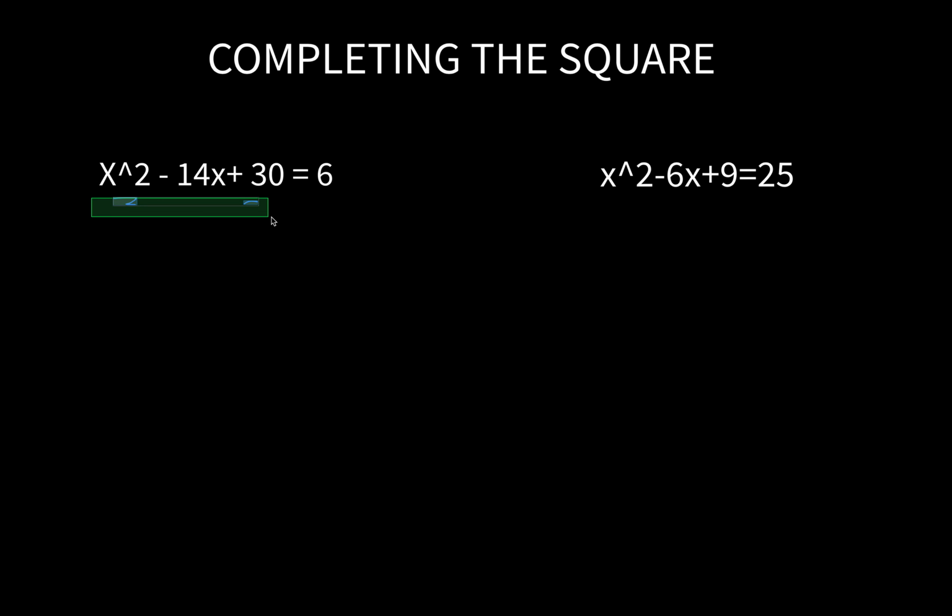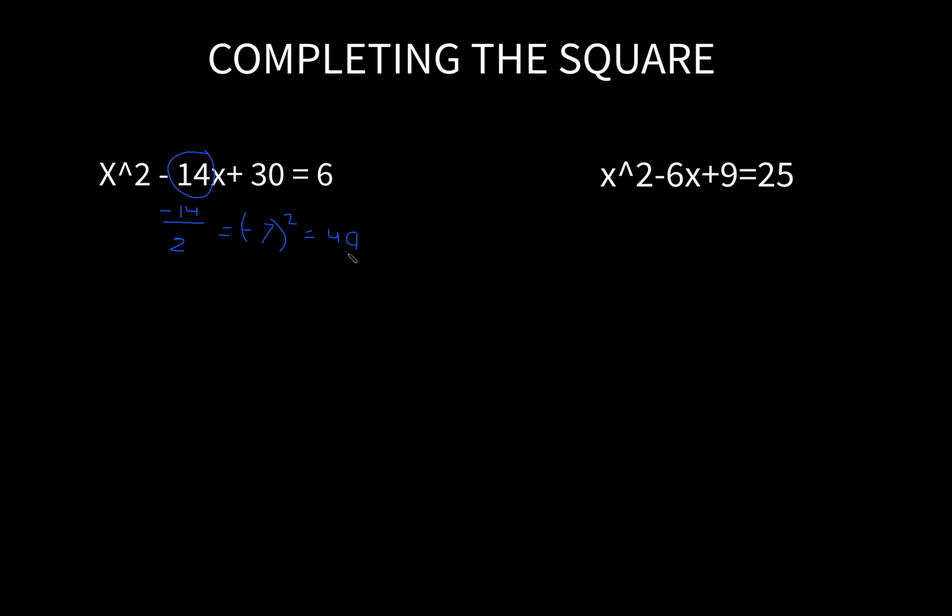So, what you would do first is isolate this b, negative 14, and we're going to divide it by 2. And that will give us negative 7. Now we're going to take that and square it, and that will get us 49.